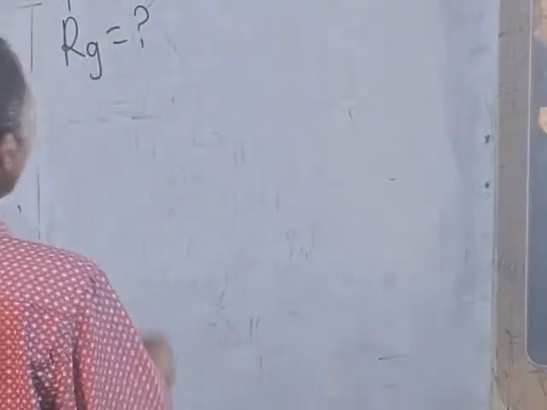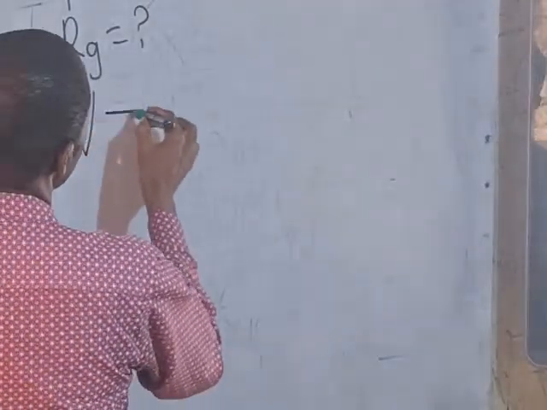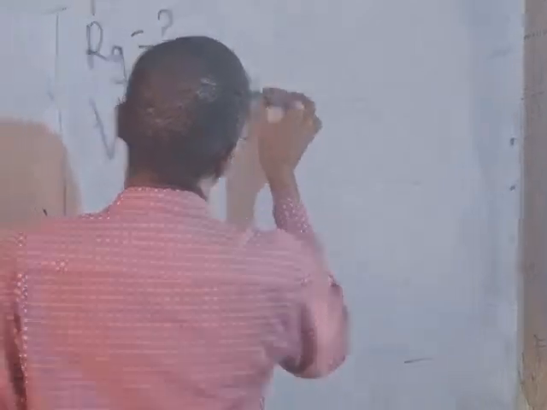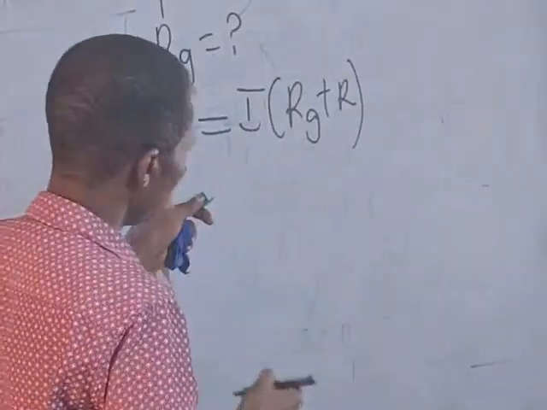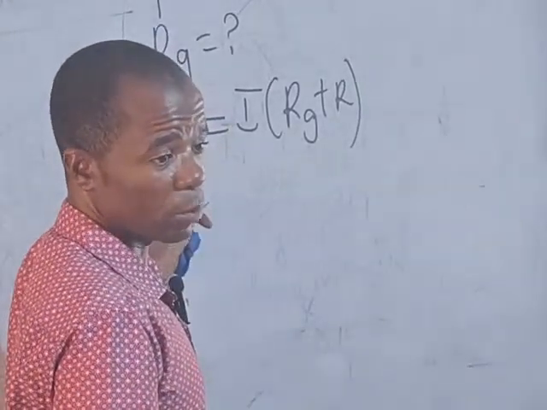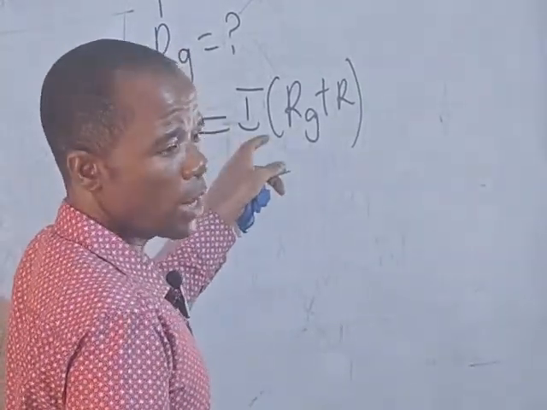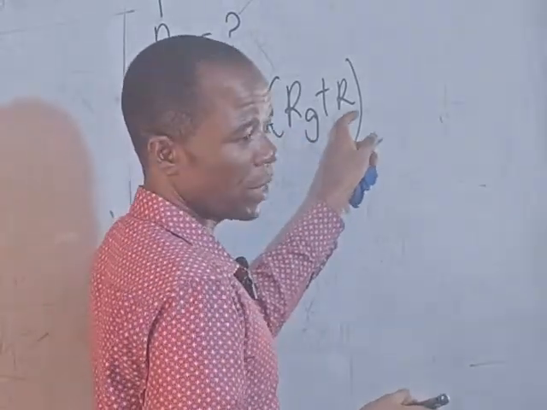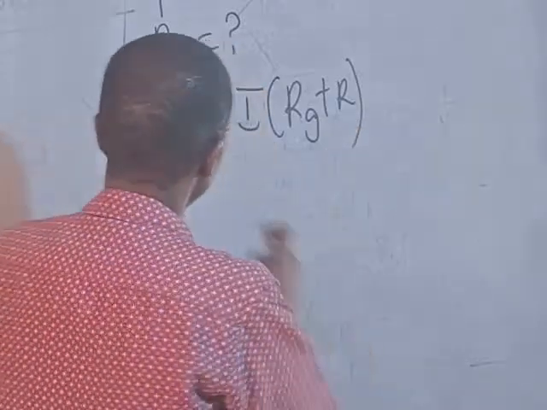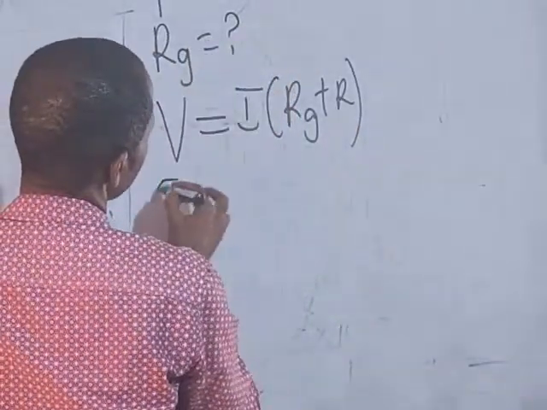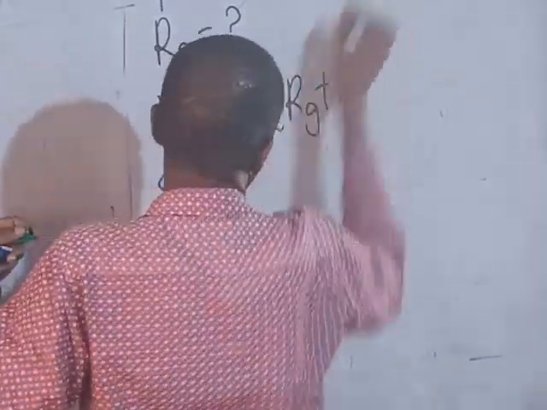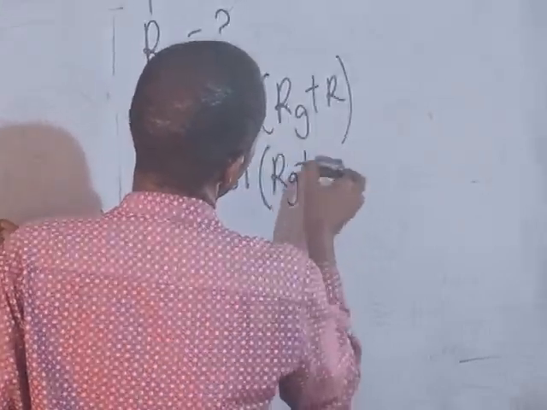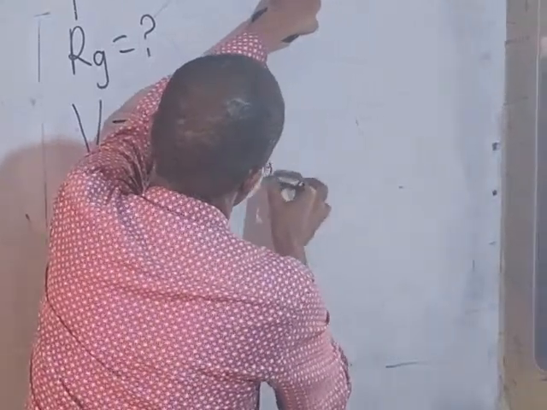And the formula is this. Simply V = I(RG + R). That's all. V is the full-scale deflection, that particular potential difference. I is the current passing through it. RG is the resistance of the galvanometer, and R here is the multiplier, that particular high resistance. So we are given our V, which is 5. We know our I, which is 0.01. 5 = 0.01(RG + R), where RG is what we are looking for. Then plus R, we have been given the multiplier, 498.